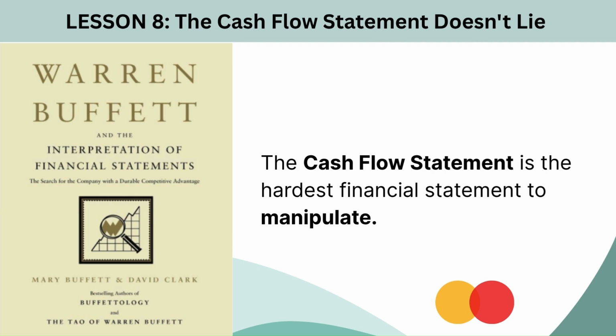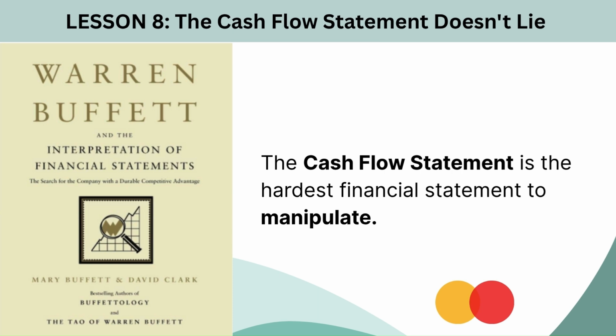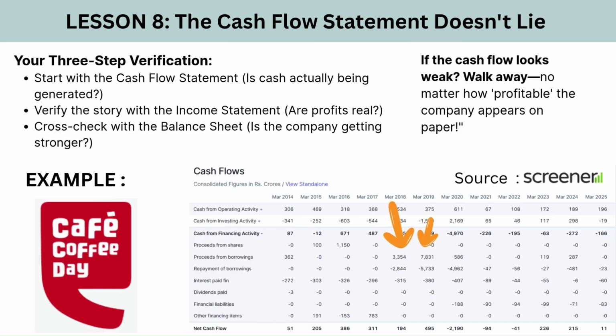Lesson 8. Here's the final truth bomb from Mary Buffett and David Clark. The cash flow statement is the hardest financial statement to manipulate. Why? Because it tracks actual cash movements. You either have the money in the bank, or you don't. The income statement: companies can use accrual accounting to recognize revenue before cash is collected. The balance sheet: asset values can be subjective and inflated. But the cash flow statement? It's black and white.